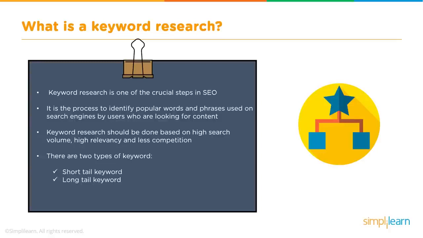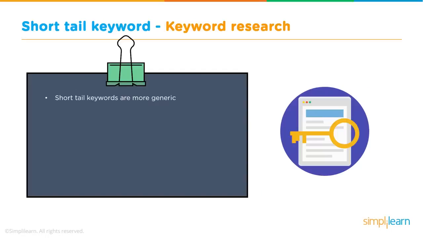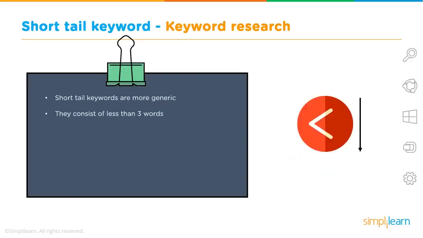But there are two types of keywords. There are short-tail keywords and there are long-tail keywords, and we're going to talk about both of these here. So let's start with short-tail keywords. Short-tail keywords are generic keywords. Generally, they're less than three words in a keyword phrase.